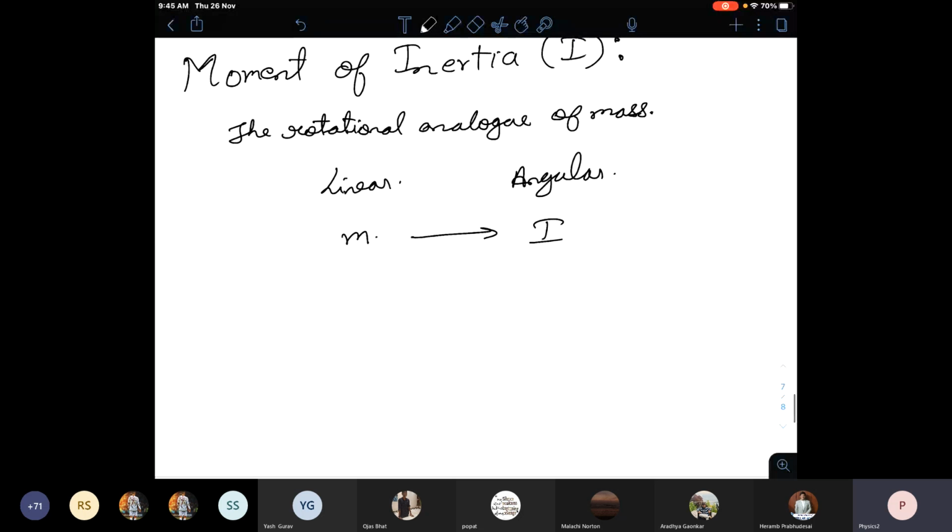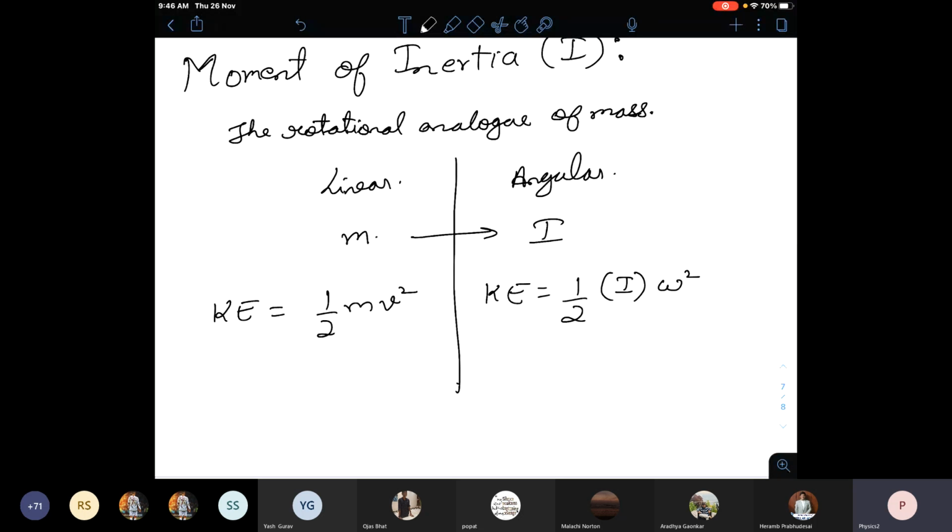For example, suppose I want to write kinetic energy. Kinetic energy in linear motion is written as half mv square. But in angular motion, when you write kinetic energy, it will be written as half I omega square. Velocity is replaced by omega, that is no doubt, you must have done this. But the mass is also replaced by moment of inertia. So wherever you get mass you can replace it by inertia.